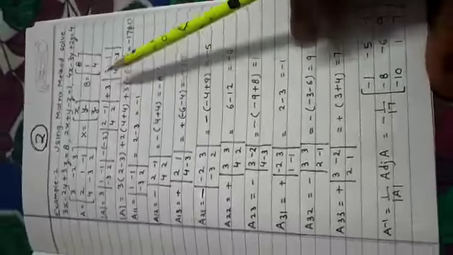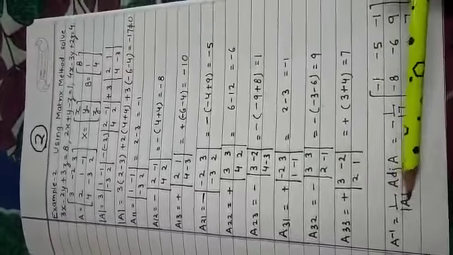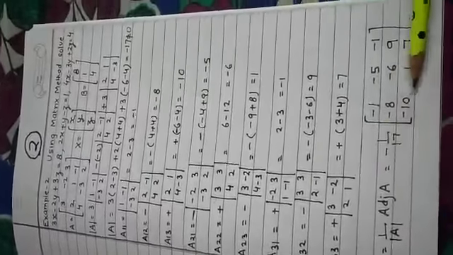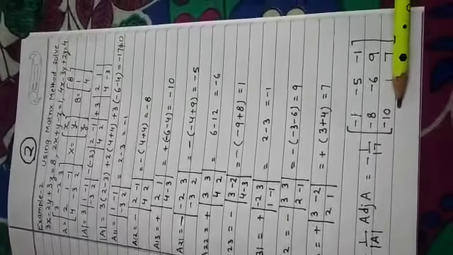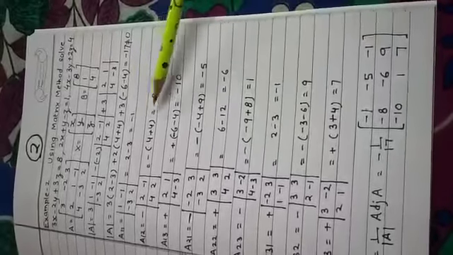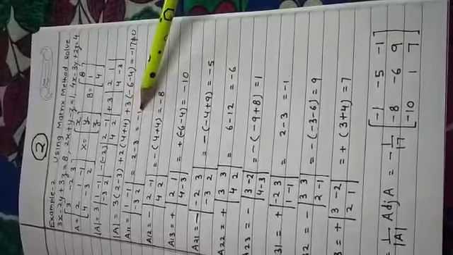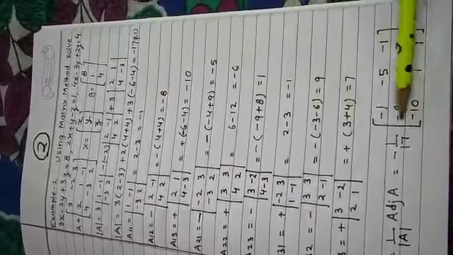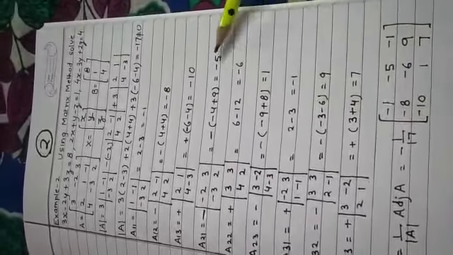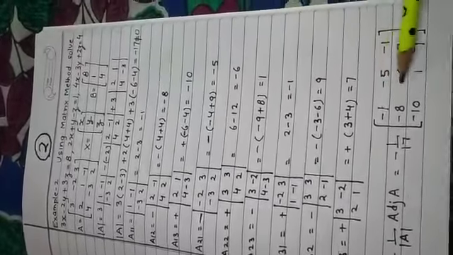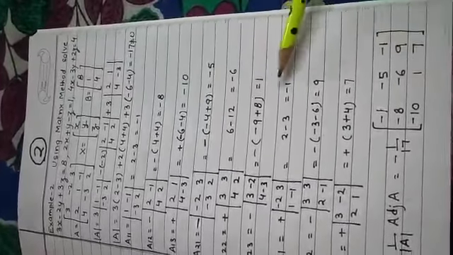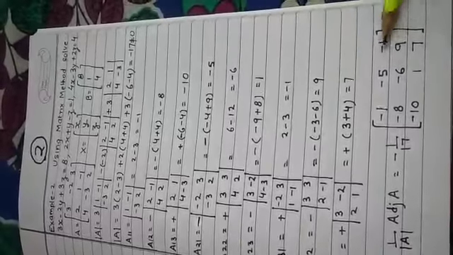After finding the cofactors, we use this formula: A inverse equals 1 over determinant A, adjoint A. The adjoint is written over here. Whatever we have found, we keep writing straight away: minus 1, minus 8, minus 10; minus 5, minus 6, 1; minus 1, 9, 7.